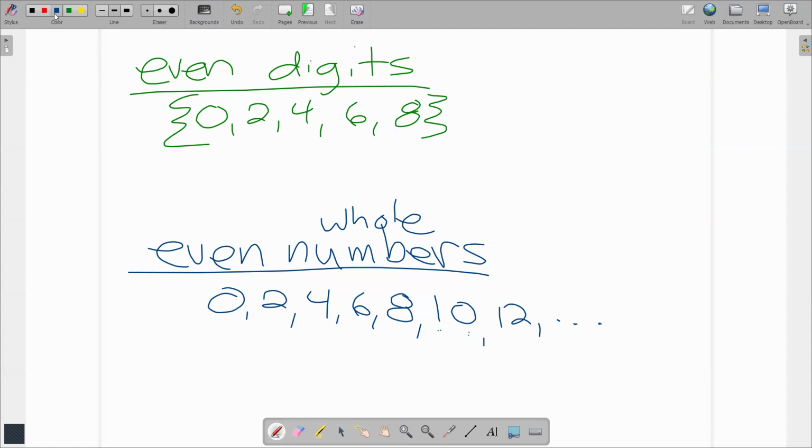The idea of well-defined means we have to understand the definition. And two, some sets have a finite number of things. I can count them and tell you how many there are. But some go on forever. So this set right here is an infinite set, whereas this set up here is finite.